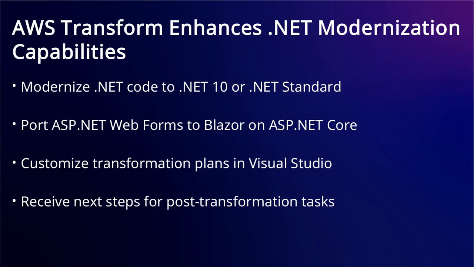AWS Transform addresses the challenge of modernizing legacy .NET applications to current standards. You can now transform .NET Framework and .NET Code to .NET 10 or .NET Standard, including porting ASP.NET Web Forms to Blazor. The process allows customization of transformation plans within Visual Studio, providing control over the modernization process.